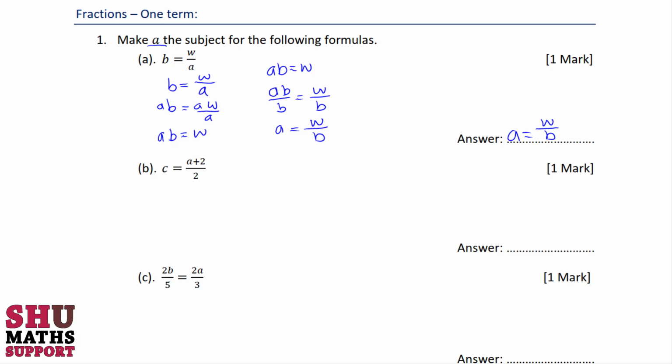So we'll move on to the next example. So we have C is equal to A plus 2 all divided by 2. And we want to make A the subject. So we'll start by getting rid of the fraction, but there are two different ways to do this.